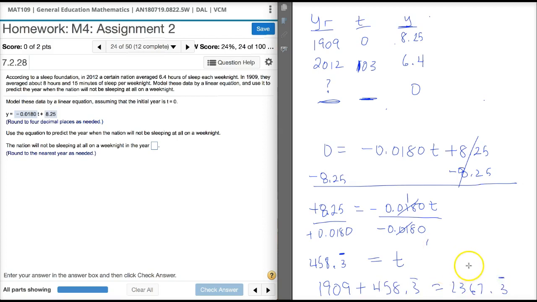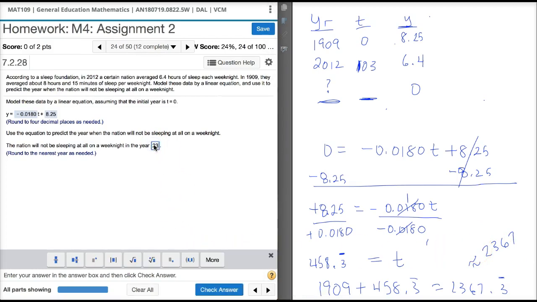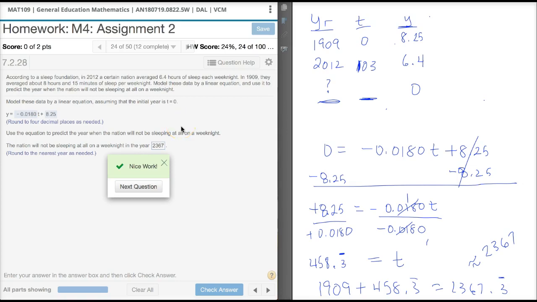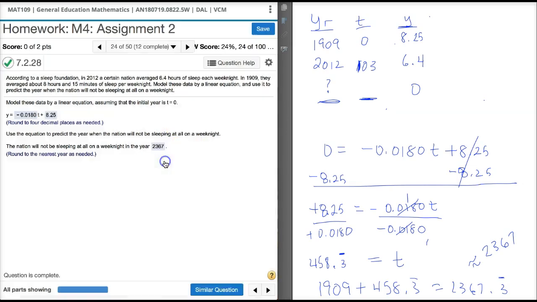And of course, if we're going to round that to the nearest year, that's going to be the year 2367. Okay. And if this is not right, then they probably want us to round up to the year 2368. So we'll see. Yeah, okay, all right. So they wanted us to do it that way.